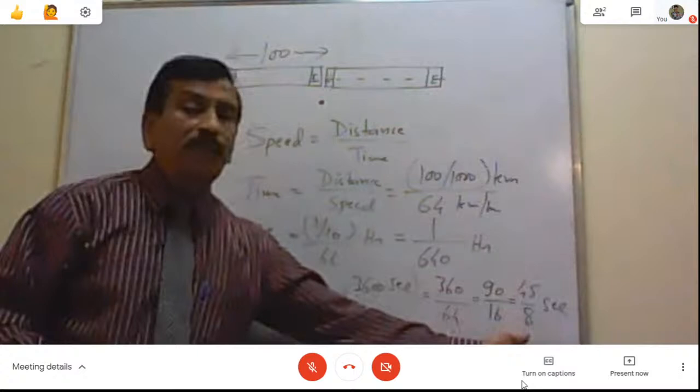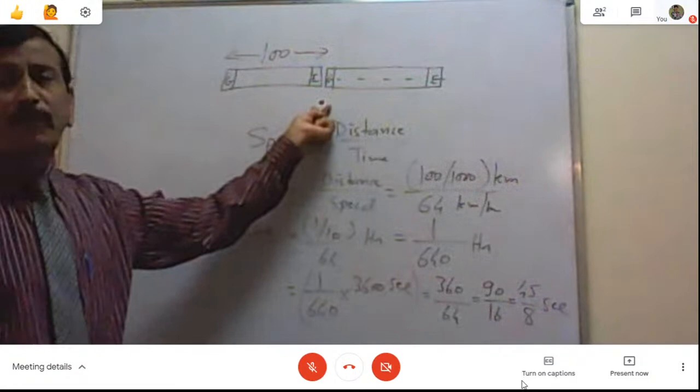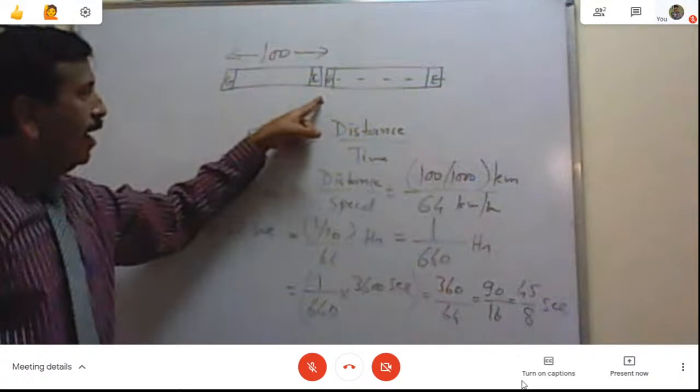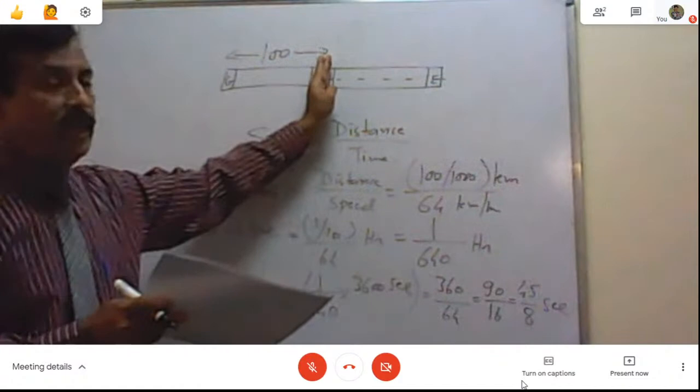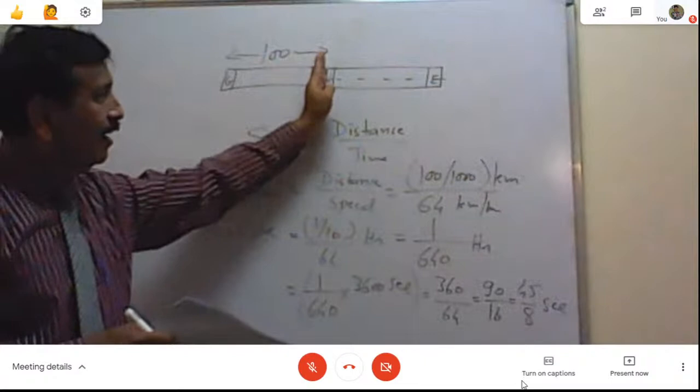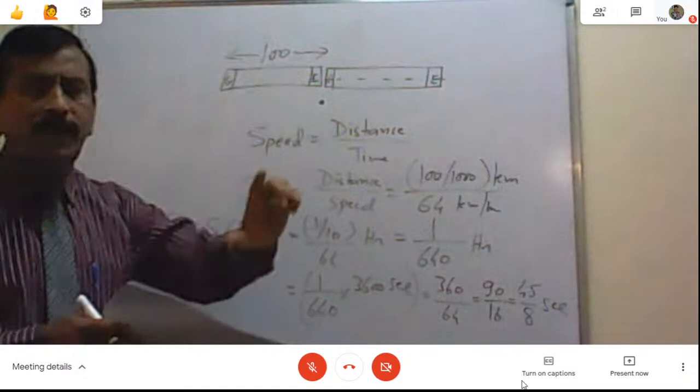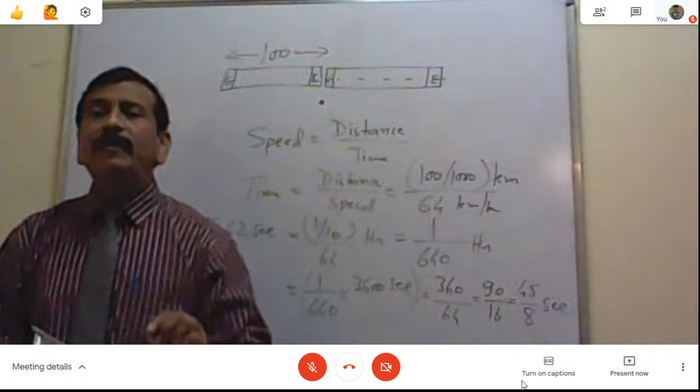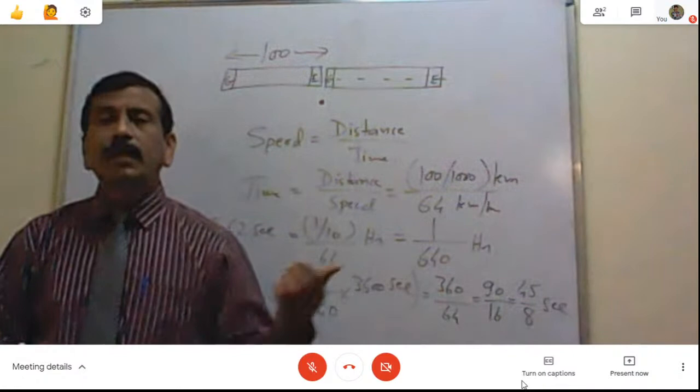So the train will move fast and it will cross the man adjacent to it. When the engine is adjacent to the man, we say that the train has touched the edge where the man is there. And when the guard bogie comes over here, we say that the train has passed the man. So the total distance travelled by the train is 100 meter. If you understand this, the formulation is over. The question becomes: how much time is required for a train to cover 100 meters with a speed of 64 km per hour? If you match the appropriate units, you will get precisely the same answer.